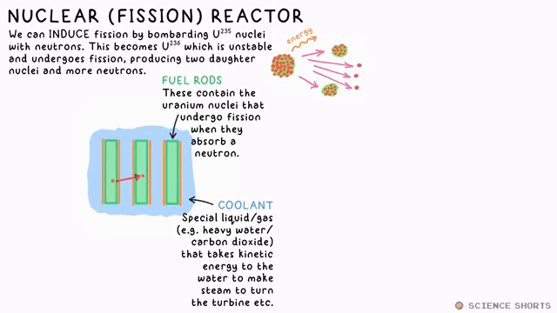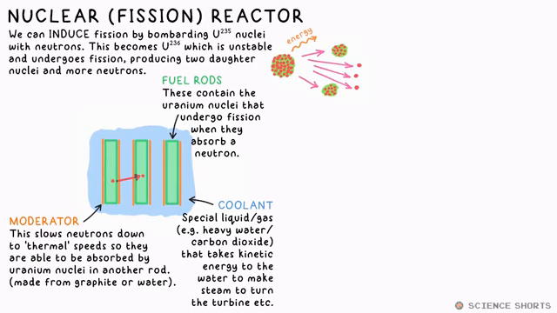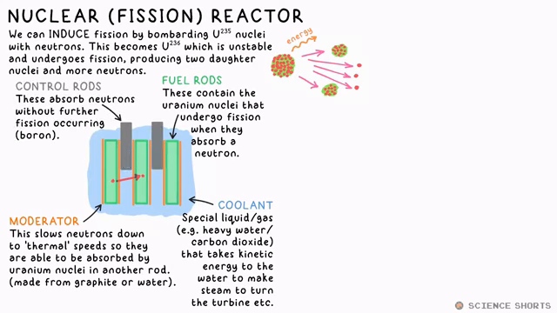The neutrons released from fission are actually travelling too fast to be absorbed by the uranium nuclei, so they must first be slowed down by a moderator, usually water or graphite, to what we call thermal speeds. A reactor doesn't have an off switch though, so control rods are used to increase or decrease the rate of fission. Often made from boron, neutrons will be absorbed by them without causing further fission. They're lowered or raised between the fuel rods depending on the output needed.